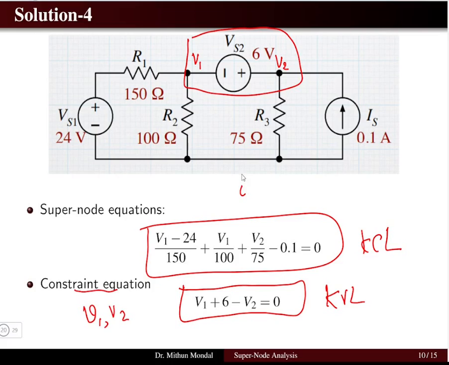Then the current in the 6-volt source we can find by applying Kirchhoff's current law, KCL, at node V1, considering which currents are entering and which are leaving. That will give us the solution for the fourth problem.